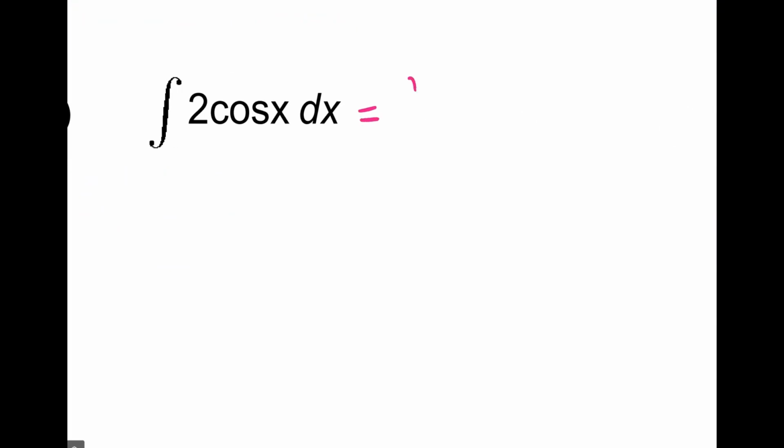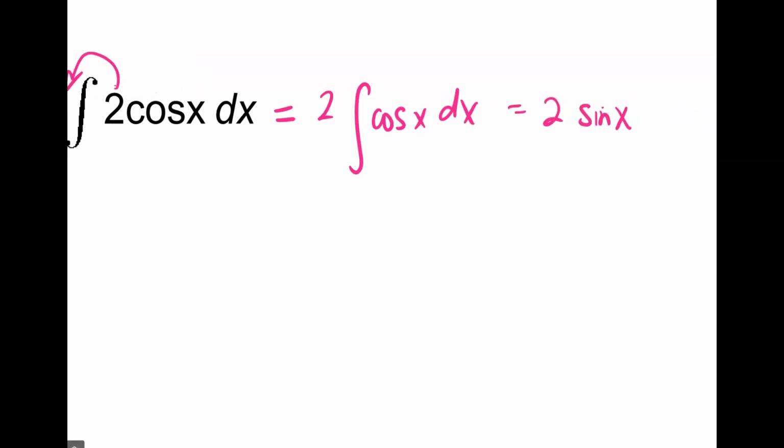So remember, this is going to be the same thing as 2 times the integral of cosine x dx, because it's a constant, right? Just move the constant out front. So if you think to yourself, what function's derivative is cosine? Sine. So if I want the antiderivative, you go the opposite way. Instead of saying cosine is the derivative of sine, you say sine is the antiderivative of cosine. So it's just going to be 2 times sine of x plus c.